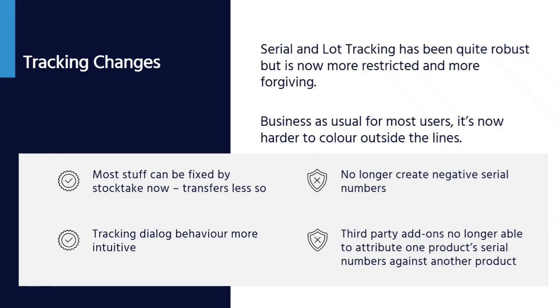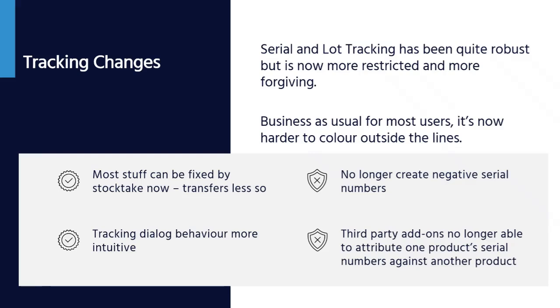And one of the things that we saw would happen quite frequently is people were generating serial numbers and transferring to another location when they already had serial numbers in the origin location, and that was leading to situations where there was a negative quantity of a serial number, even though the products were still in stock and negative stock was prevented.